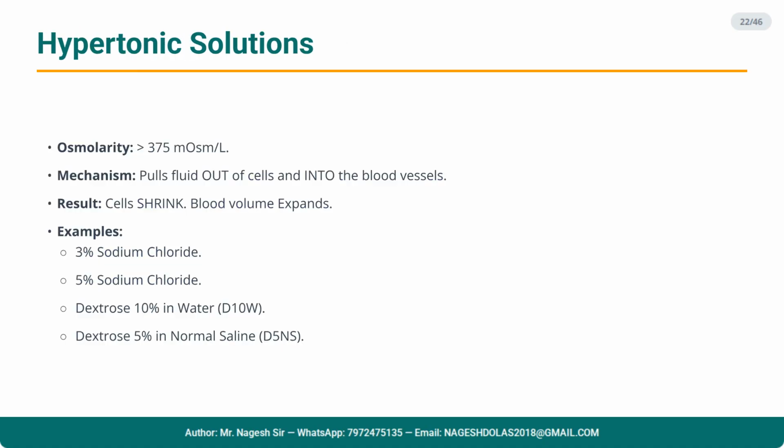Hypertonic solutions have an osmolarity greater than 375 milliosmoles per liter. They pull fluid out of cells and into the blood vessels, causing cells to shrink and blood volume to expand. Examples include 3% sodium chloride and dextrose, 10% in water.